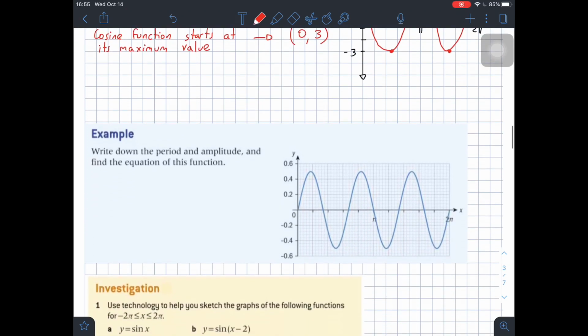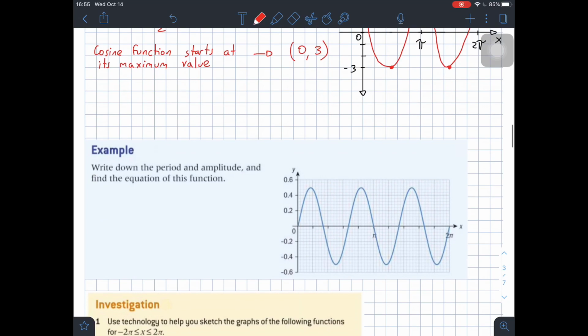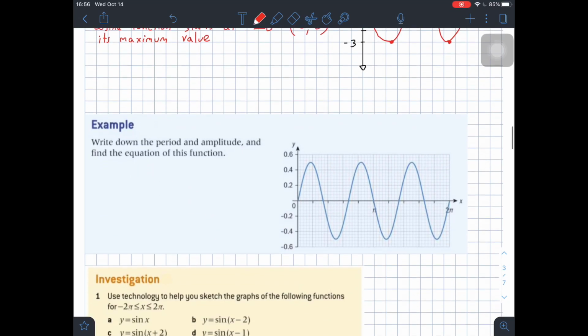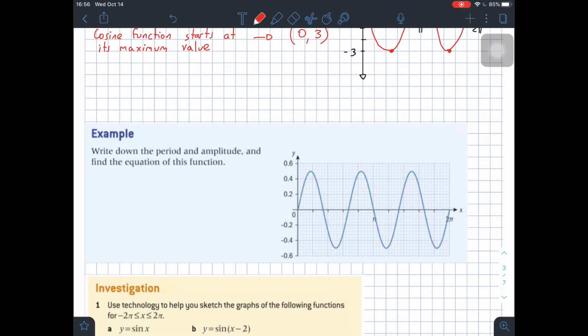Now, let's see this example to finish this. I'm going to do it here. It says, write down the period and amplitude and find the equation of this function. So we want to identify the period and amplitude. The easiest is always the amplitude, right? We can determine the amplitude just by observation. The amplitude is this distance over here. So we know that this is 0, and this point over here is approximately 0.5, I would say, right? 0.5. So the amplitude of this function must be equal to 0.5.